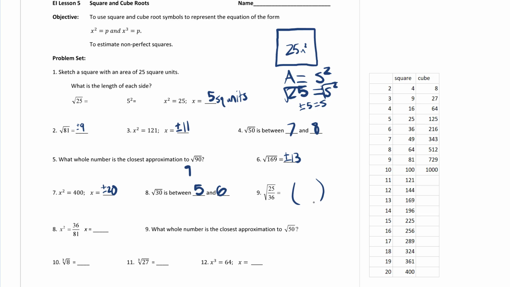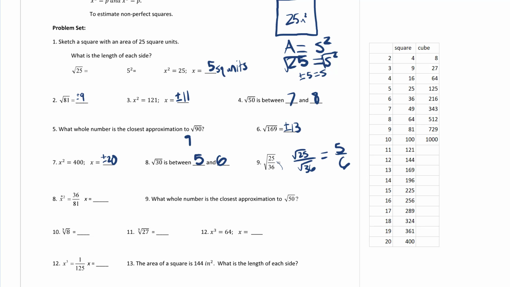If you remember from our last lesson, this is actually a different example, so I'll write it over here so we don't get confused. If we had 3 over 4 squared, we would square the top, 3 squared, and the bottom, 4 squared, separately. Likewise with square roots, if you have the square root of 3 over 4, you would take the root of the top and the bottom separately. So the square root of 25 over 36 is the square root of 25 over the square root of 36, which is 5 over 6.